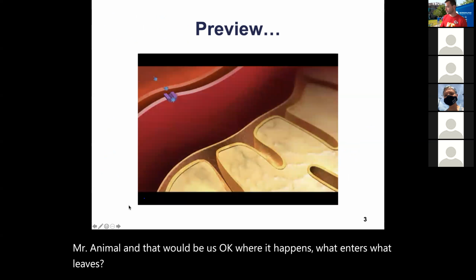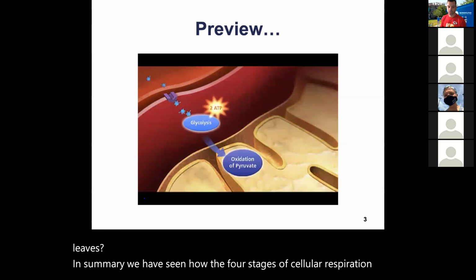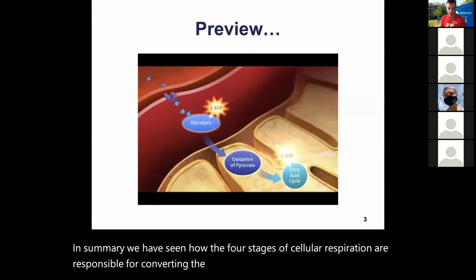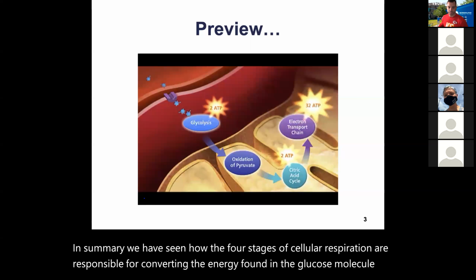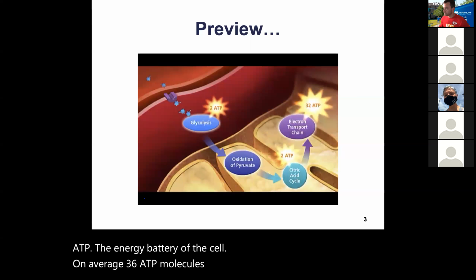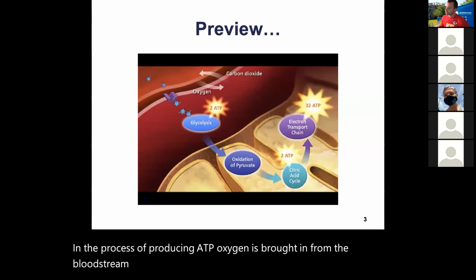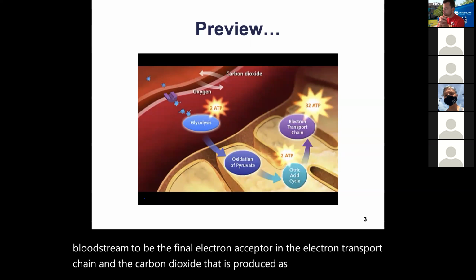In summary, we have seen how the 4 stages of cellular respiration are responsible for converting the energy found in the glucose molecule into ATP, energy battery of the cell. On average, 36 ATP molecules are produced per glucose molecule that enter the cell. In the process of producing ATP, oxygen is brought in from the bloodstream to be the final electron acceptor in the electron transport chain, and the carbon dioxide that is produced as a byproduct is released.